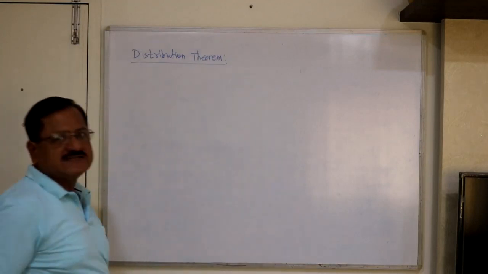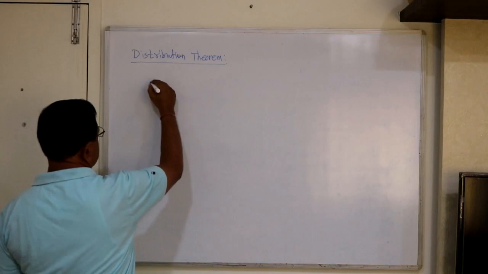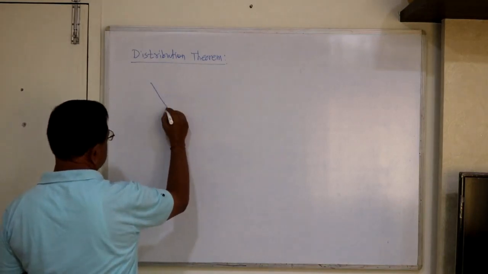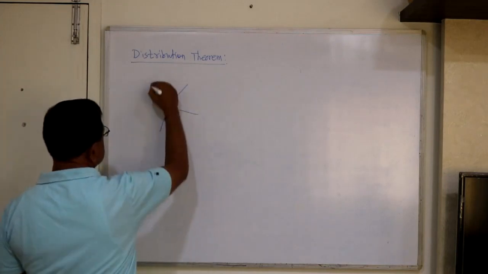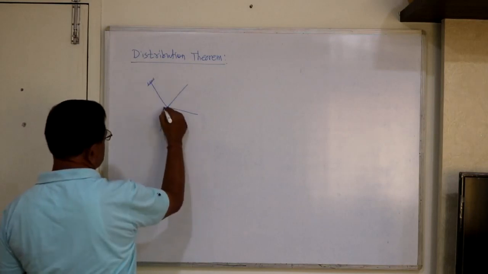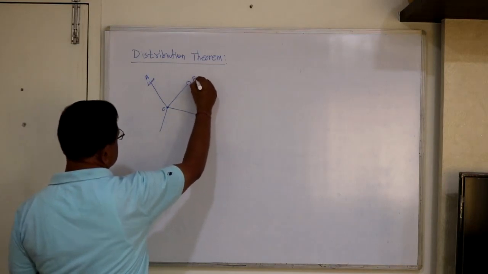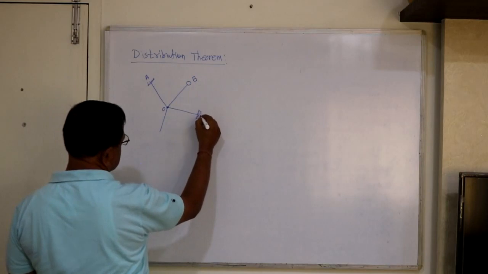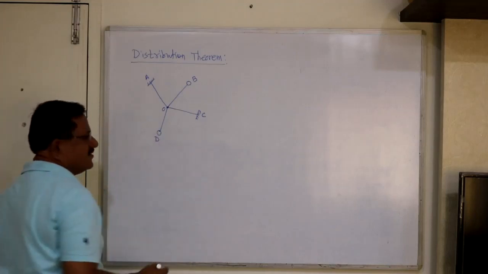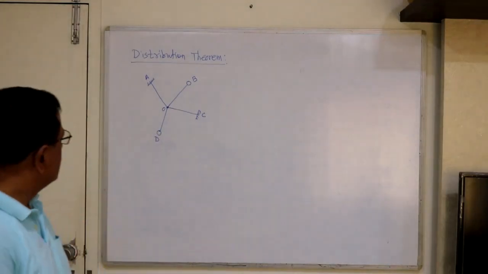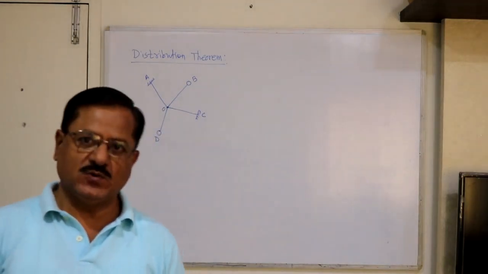Distribution theorem. Now consider a rigid joint. Suppose we have a rigid joint O where various members are connected. Say member OA; B is a hinged end; C is a fixed end; and say this is E. So any number of members we can consider. Let's consider only OA, OB, OC, OD, four members connected at rigid joint O.